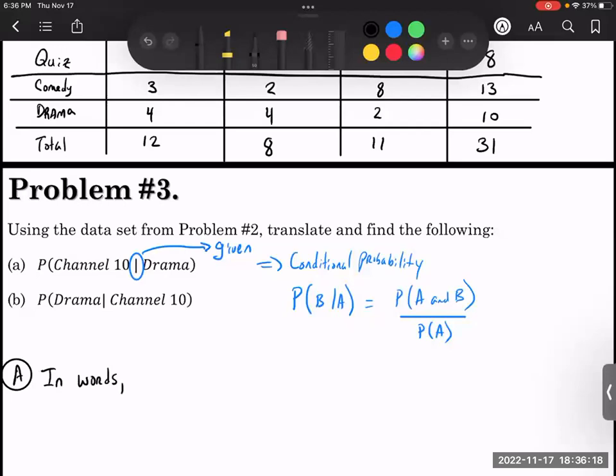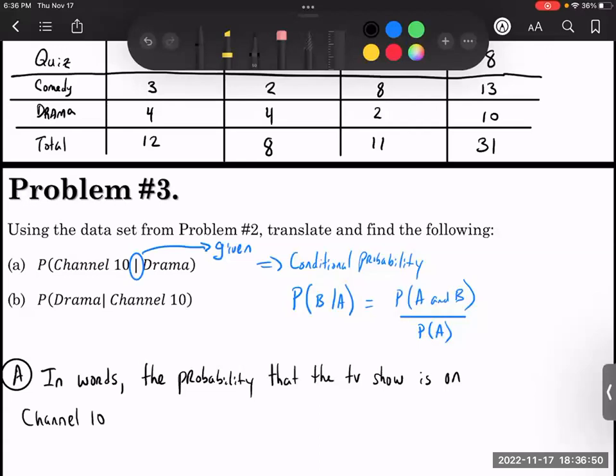So let's start with the P. What does the P stand for? Probability. So in words, we're trying to find the probability of what? We're talking about TV shows, right? Find the probability that the TV show is on channel 10.